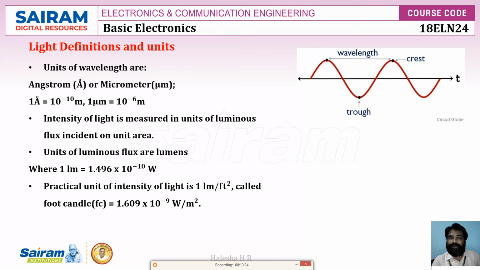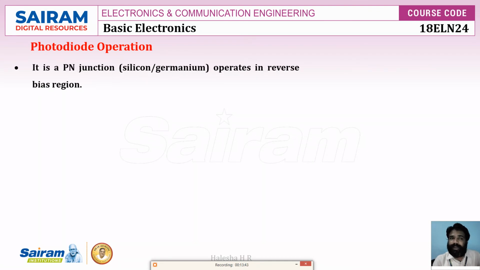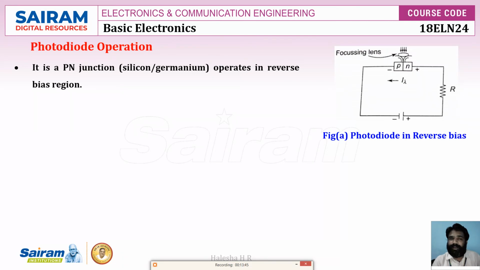So the photodiode input is light. Now we'll see the operation of the photodiode. Again, it is a PN junction diode, which can be silicon or germanium. It operates in the reverse bias region. So this is the simple circuit. See, this is the PN junction, I mean the PN photodiode. Here N is connected to positive and P is connected to negative. So it becomes reverse biased.